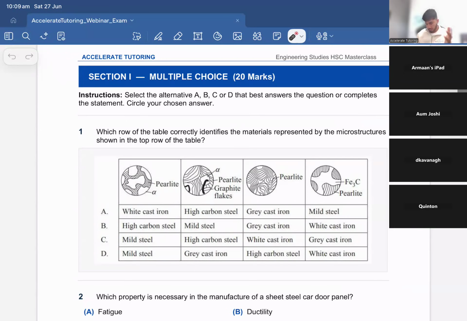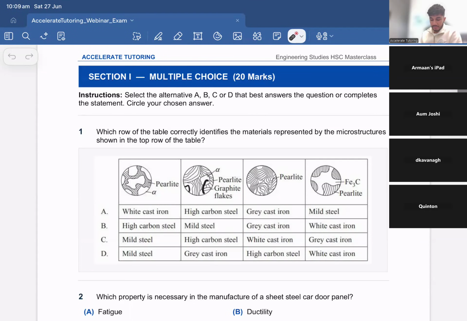Yep. So the first one is a mixture of perlite and ferrite, which is often the most common type of microstructure you guys would be drawing in your exam. The second one, the biggest thing to note is the fact that we have graphite flakes. That's a key thing we want to pay attention to. The third one is almost completely perlite. And the last one, as you identified, the Fe3C, that's just cementite with the perlite itself.